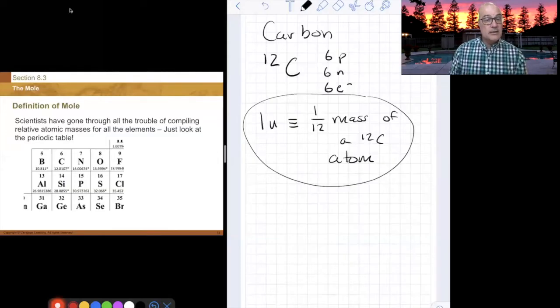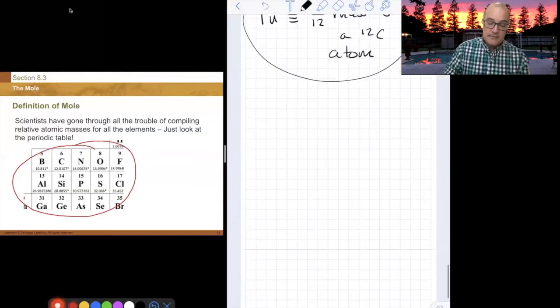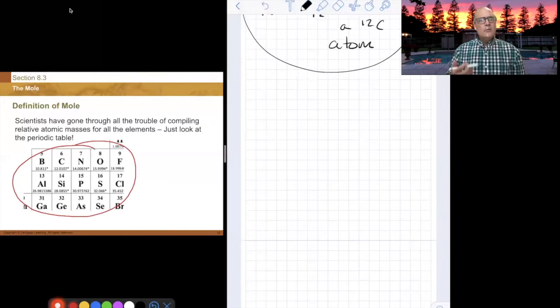So now we have a good solid definition of what a U is, and we have all these masses in the periodic table of all the elements in U. So now let's go back to the scale up and the definition of a mole, right? We've spent so much time and trouble, scientists have anyway, defining these atomic masses in the periodic table. It seems like it would be silly to have a set of different numbers just because we have a macroscopic amount of stuff, right? And this is where the definition of a mole comes from, right?